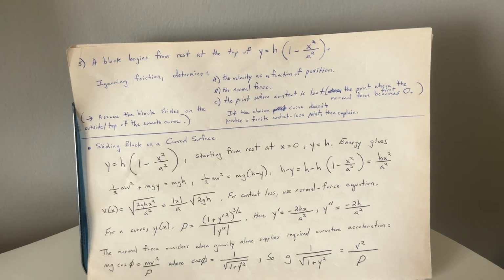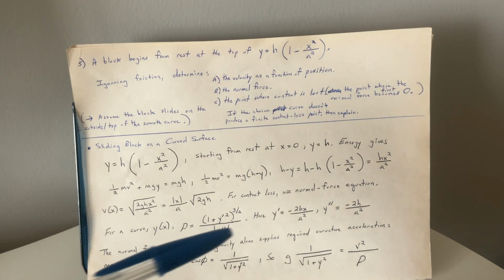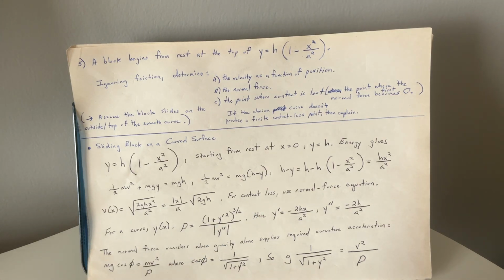So for contact loss, what we're going to do is use the normal force equation. And for a curve y of x, rho equals that quantity 1 plus y prime squared raised to the 3/2 over the absolute value of y double prime. Finding our derivatives here, y prime is negative 2hx over a squared, and y double prime is negative 2h over a squared. So we could say that the normal force vanishes when gravity alone supplies the required curvature acceleration.